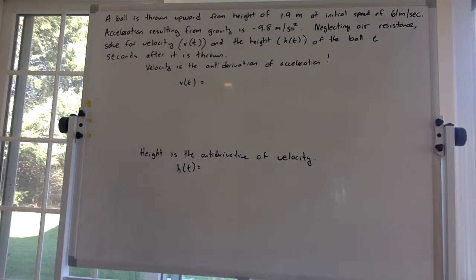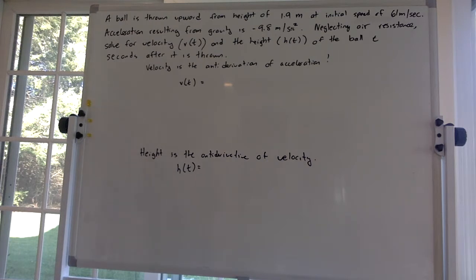Okay, here we have a problem about a ball being thrown upward from a height of 1.9 meters at an initial speed of 61 meters per second. Acceleration as a result of gravity is negative 9.8 meters per second squared. We're going to neglect air resistance. They want us to solve for the velocity v of t and the height h of t of the ball t seconds after it is thrown.